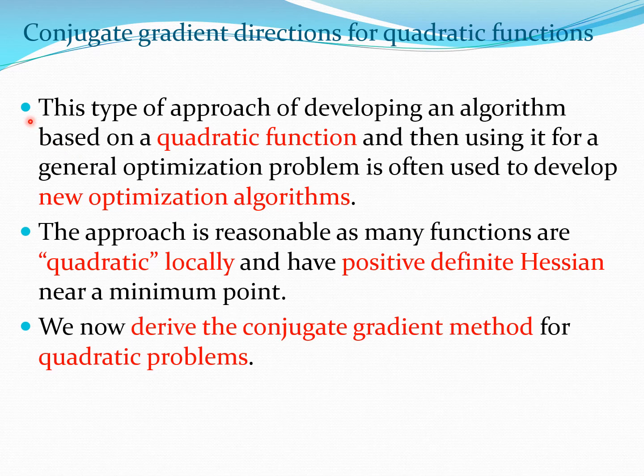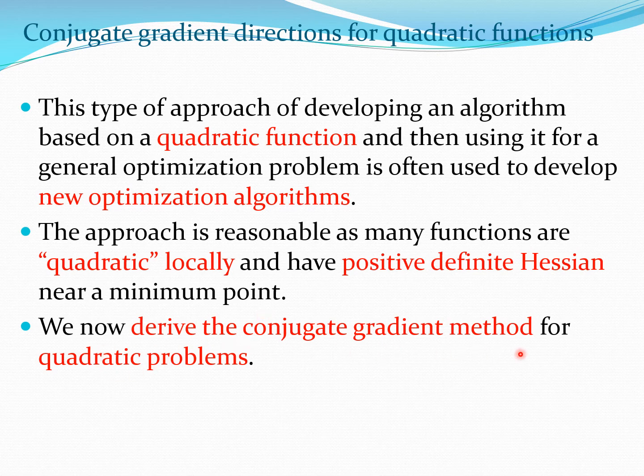So again, this type of approach which we are going to show here essentially develops the algorithm based on a quadratic function and then uses it on a general optimization problem. So this kind of mindset is often used to come up with new optimization algorithms. And these approaches typically work well because many functions are quadratic in a local sense and have positive definite Hessian matrices near a minimum point, which is the approximation we are making here. We are always presuming that the matrix A for the quadratic form is a positive definite matrix.